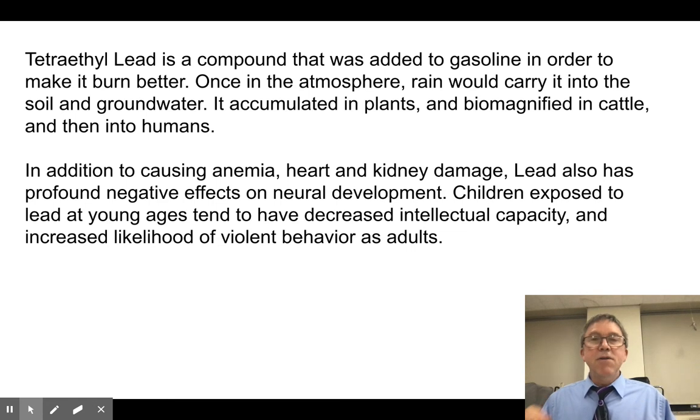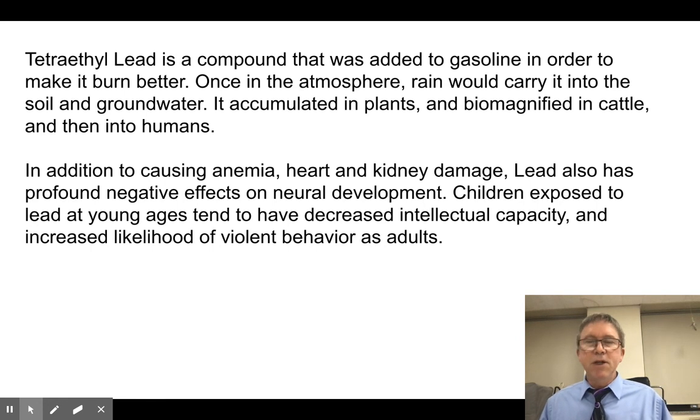Well, the problem is this: people aren't having acute effects. It's not that much that they're getting, but it does a few things. It causes anemia. That means an inability to make red blood cells. It causes heart and kidney disease. But here's the most tragic thing about lead: there's no level of lead that's safe to have in you, and lead has really profound effects on neural development.